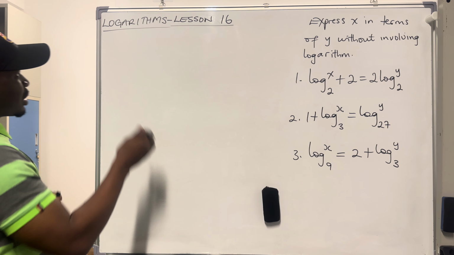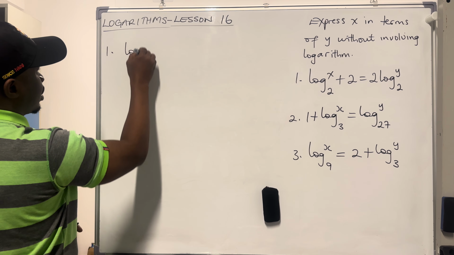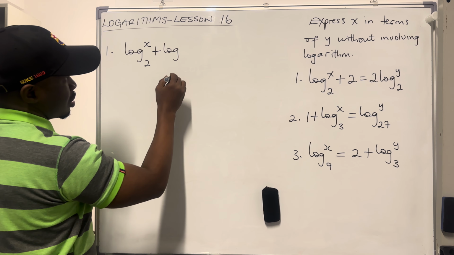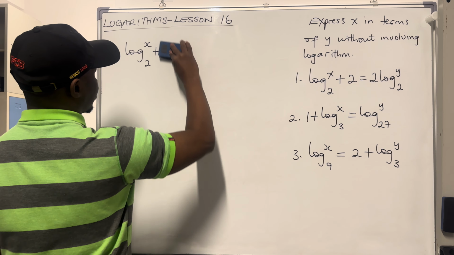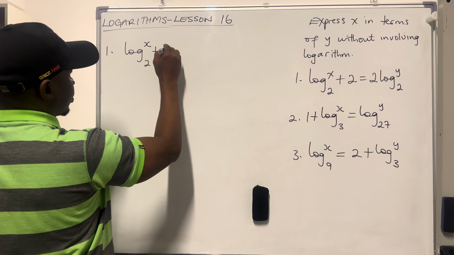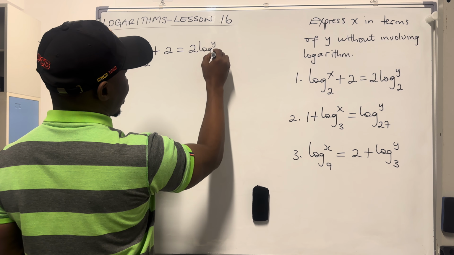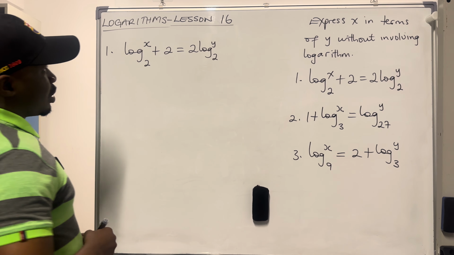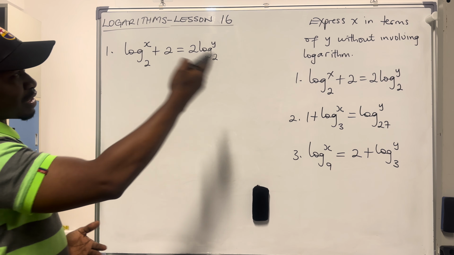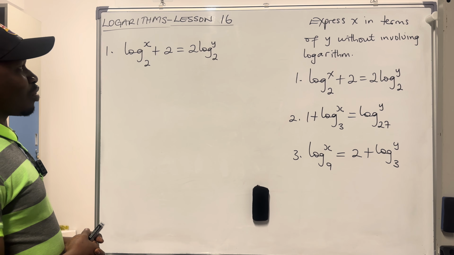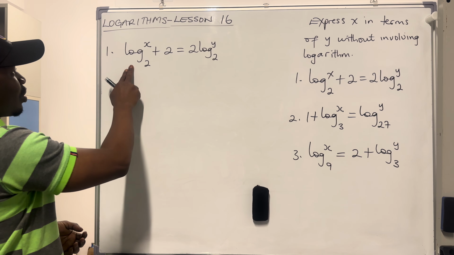All right, so the first one says log x base 2 plus log 2 equal to 2 log y base 2. Before we consider expressing x in terms of y, the first target here is primarily to eliminate the logs. Here is a log, no log is here, here is a log.